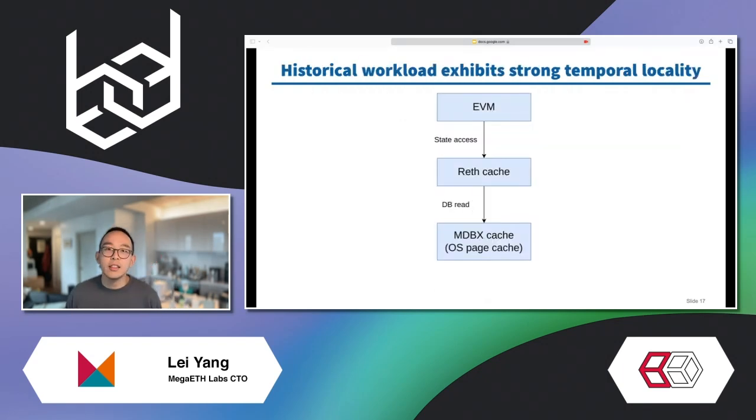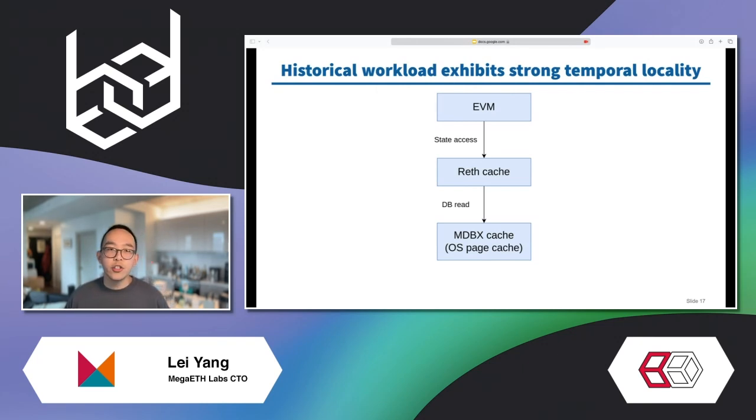It turns out that this is because Ethereum transactions have very strong temporal locality. It means that the data that are used recently will very likely be used again in the near future. And because of this nice property, you can use a technique called caching, which basically keeps the data that you just used in the main memory. So it will be easier and faster to access when you use it in the near future.